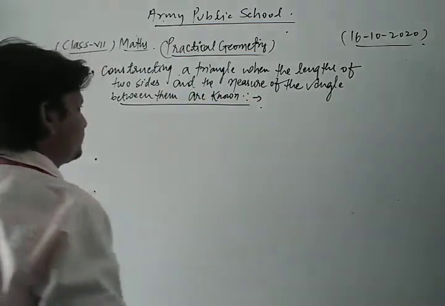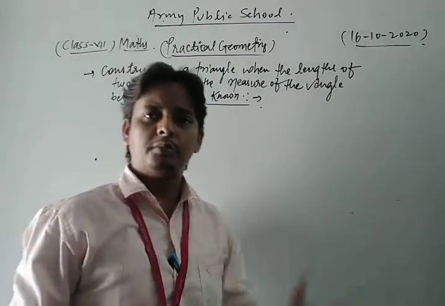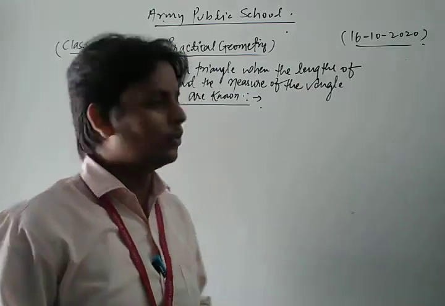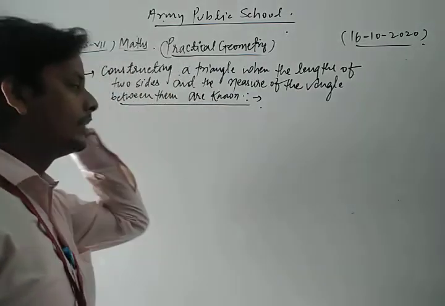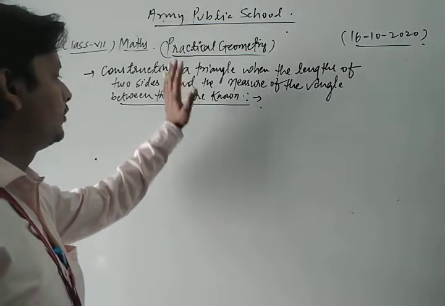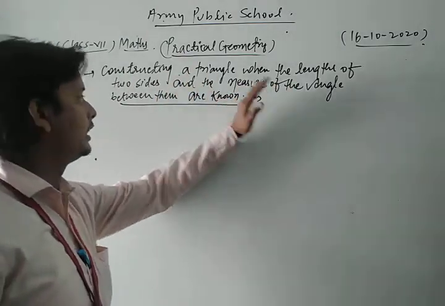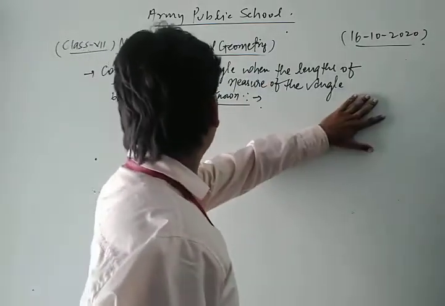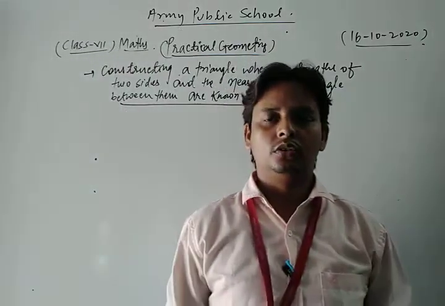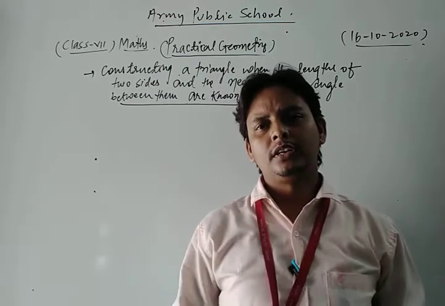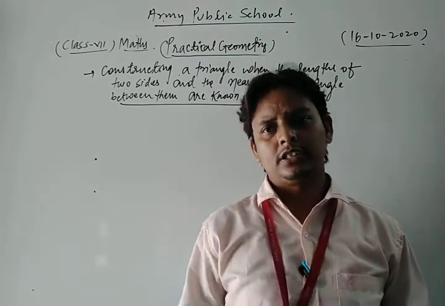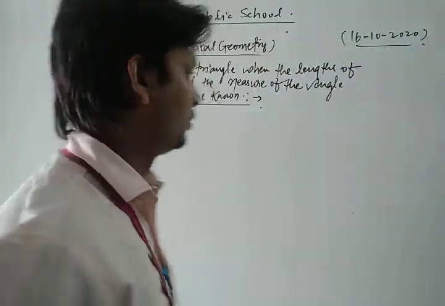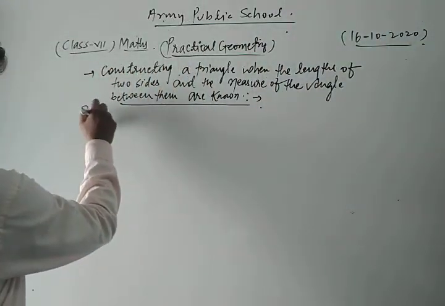Okay dear students, this is a very important topic, the side-angle-side criterion. Here in this topic, we construct a triangle when the length of two sides and the measure of an angle between them are known. Now based on this topic we take a question and construct it. Okay, now clear the question. Now look, we take a question based on this topic. Let's see.